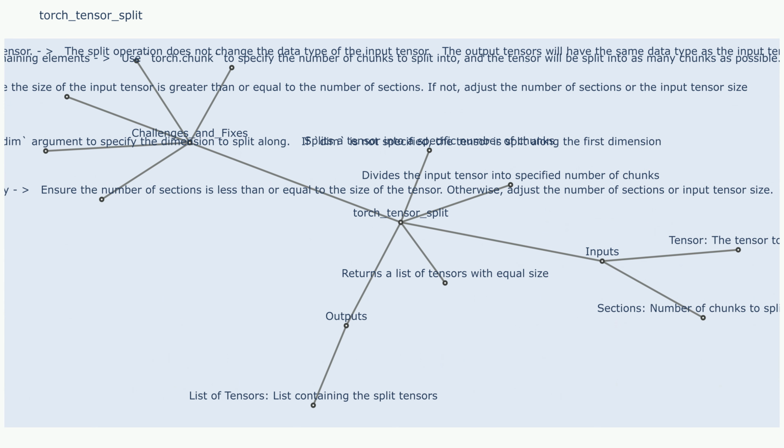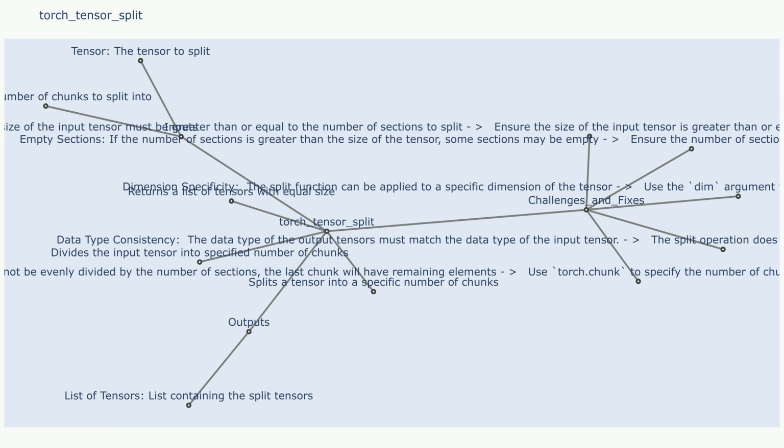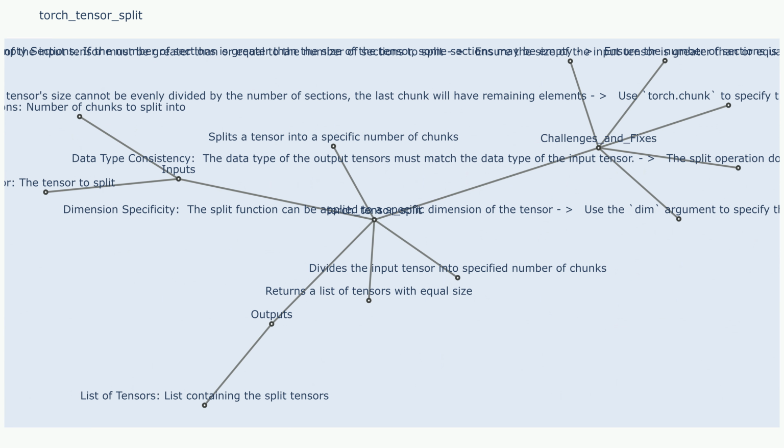Challenge 3: providing a dimension value that exceeds the number of dimensions in the tensor. Sample use case that resulted in challenge 3: attempting to split a tensor of size 2, 3 along dimension 2. Fixes to challenge 3: ensure the provided dimension value is within the valid range of dimensions in the tensor.